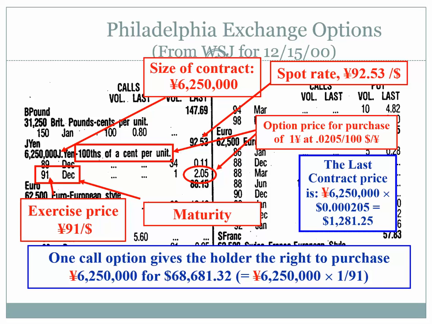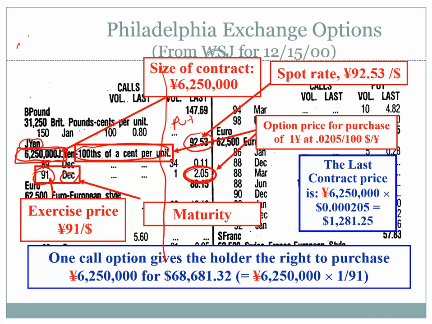Now, it gets a little more confusing on the yen. Here's the Japanese yen contract. You can see the underlying price of the yen is 92.53 that day. Each contract is for 6.25 million yen. So here's a December. This is a put over here. So these are puts. This is a December put to sell the 6.25 million yen for a price of 91 yen per dollar. Now the price of this contract is 2.05. Now look at right here, hundredths of a cent per unit. In other words, per yen.